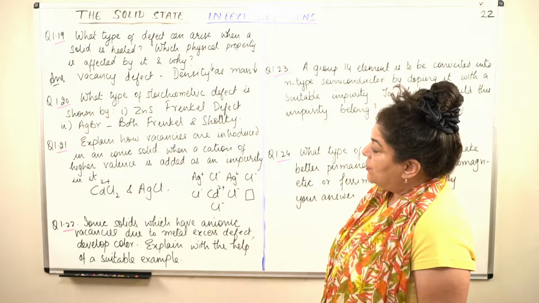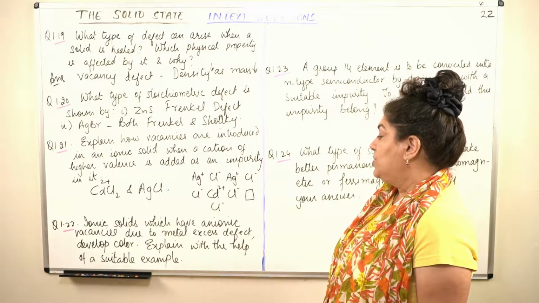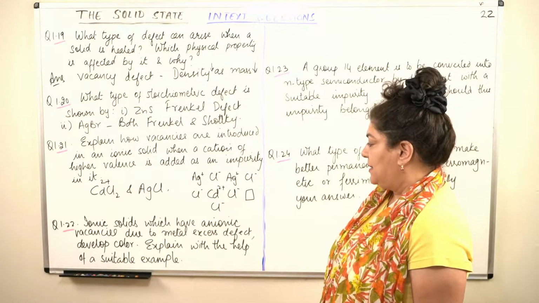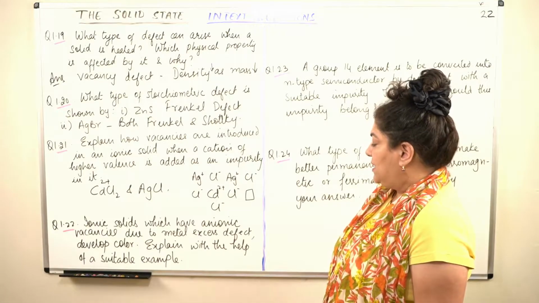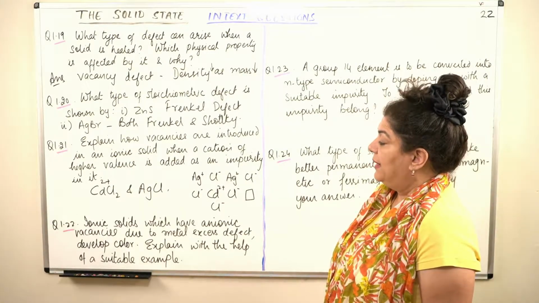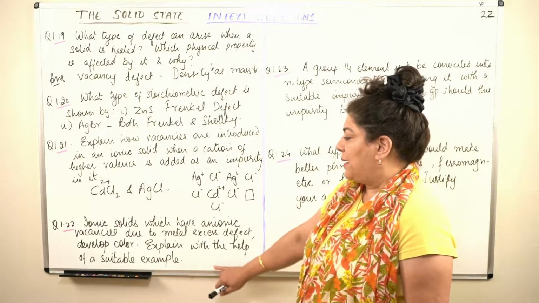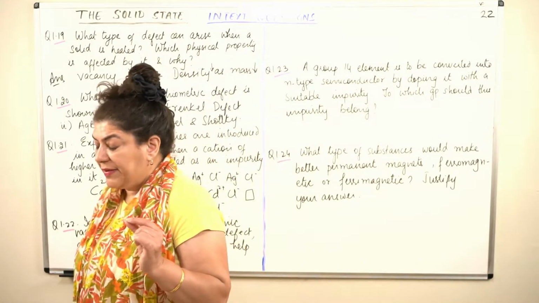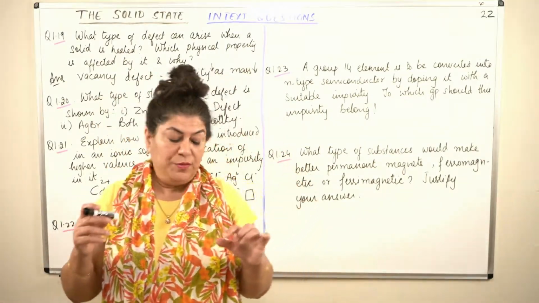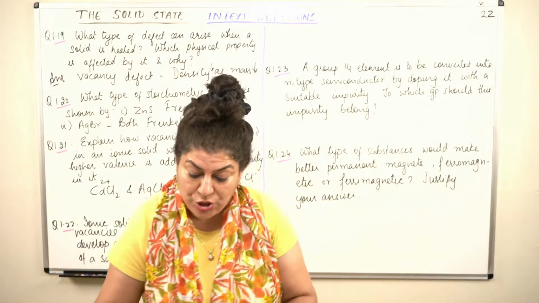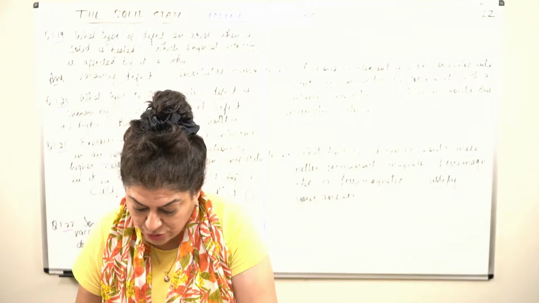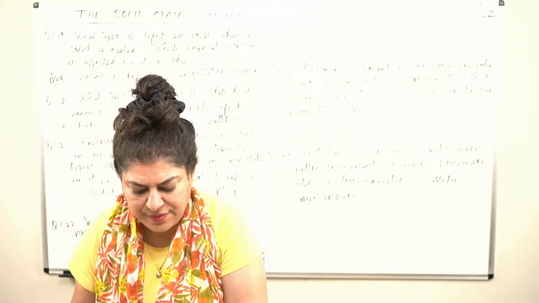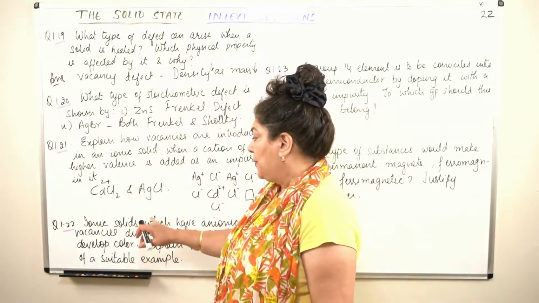The next question is 1.22. Ionic solids which have anionic vacancies due to metal excess defect develop color. Explain with the help of a suitable example. You remember the example of sodium chloride crystal? Where did we do it, where I told you about the sodium chloride crystal? It was metal excess defect due to anionic vacancies.